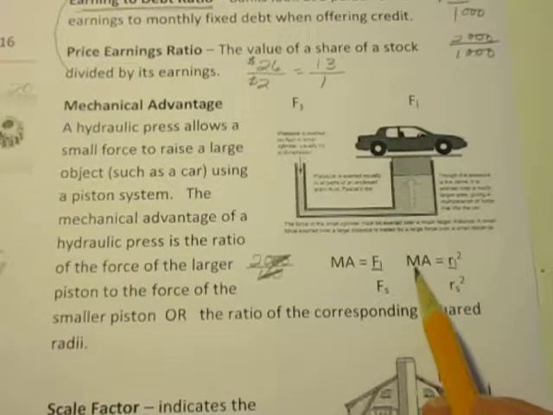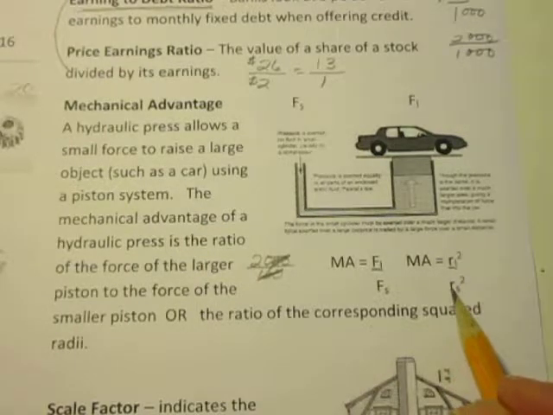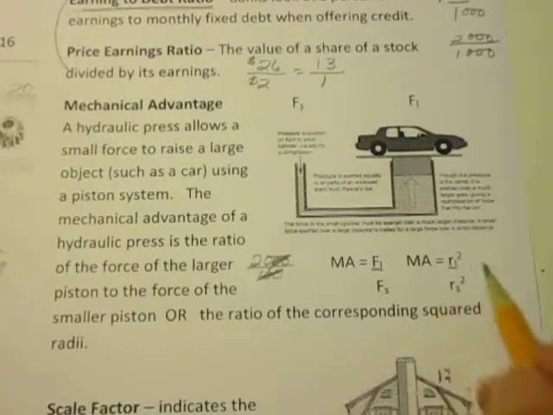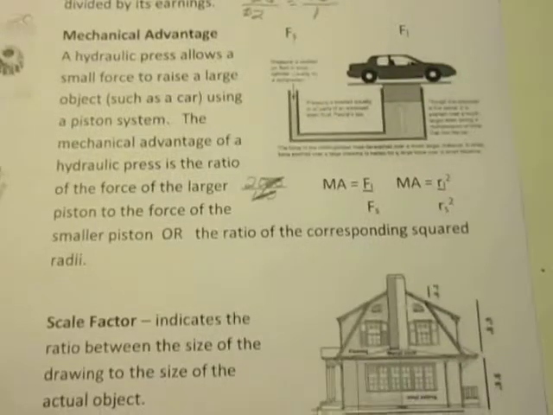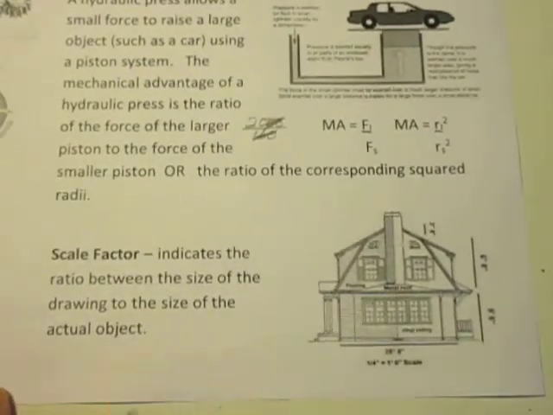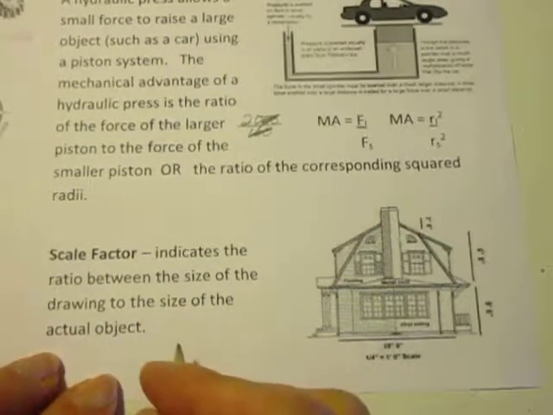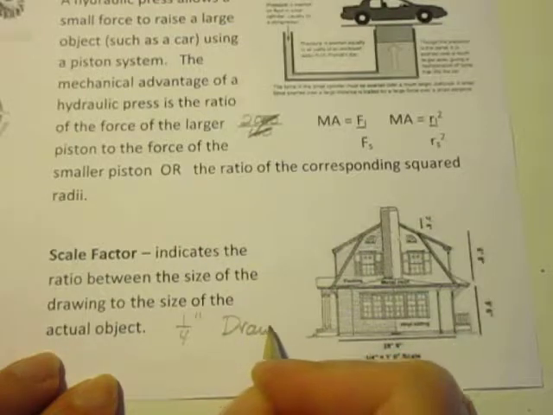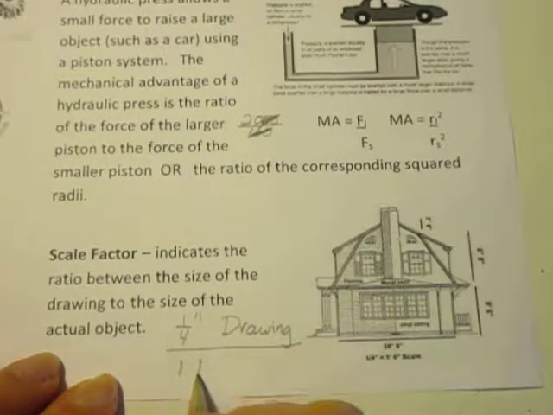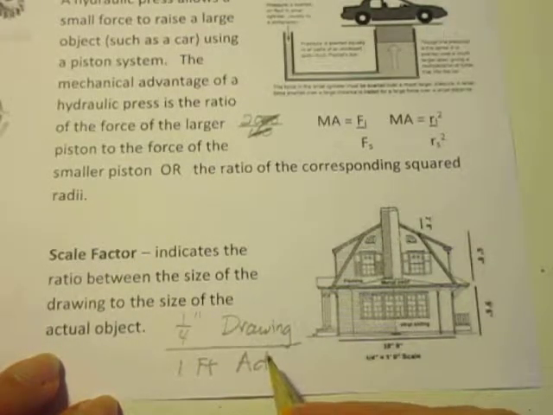Another way that you can calculate the mechanical advantage is to put the radius of the larger piston squared over the radius of the smaller piston squared. I don't want to get into that particular piece right now just because we'd have to square the radius, but I just want you to know that that's another way that you can calculate mechanical advantage. Okay, another use for ratio is to look at the scale factor with architect's drawings. Generally, architect's drawings have a ratio of a 1/4 inch of the drawing relates to 1 foot of actual distance. That's very common in architectural drawings.